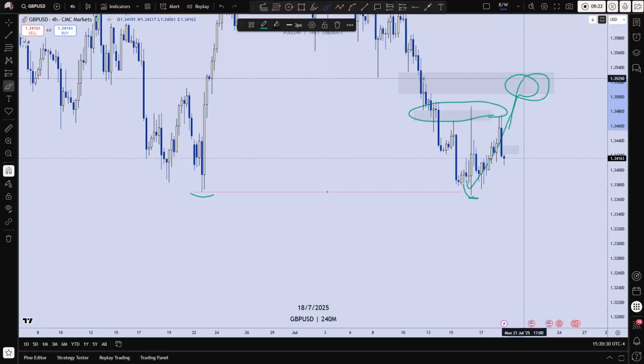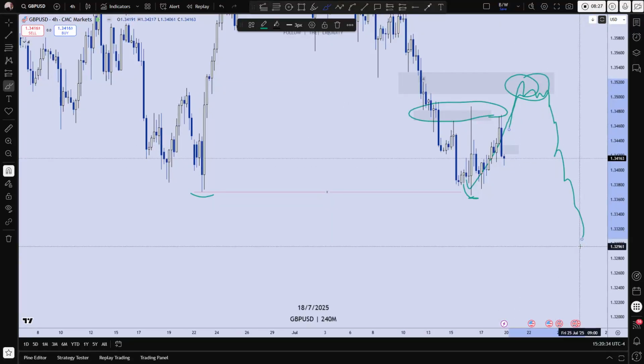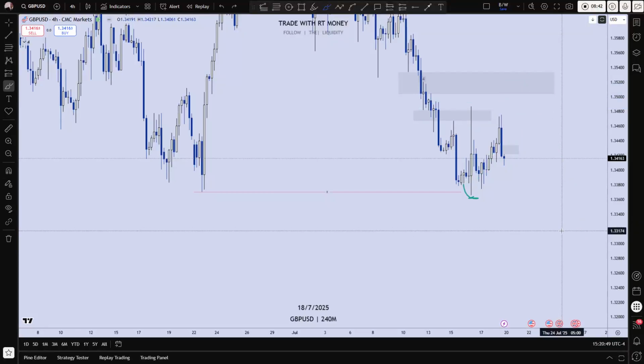This one hasn't been touched yet, and this would correlate with the short term weakness in the U.S. dollar index that I foresee coming. So I'm really looking for this spot. That'll be a high probability trade to the downside, in my opinion.